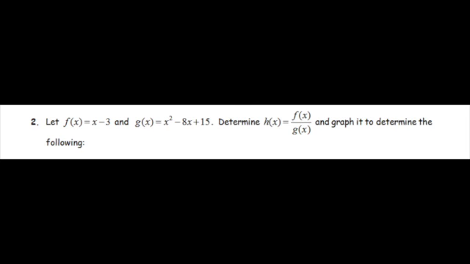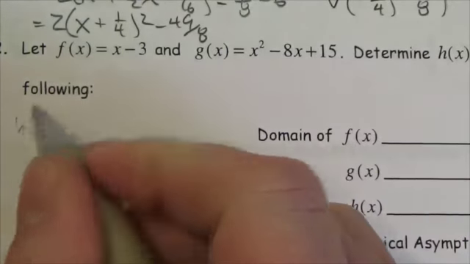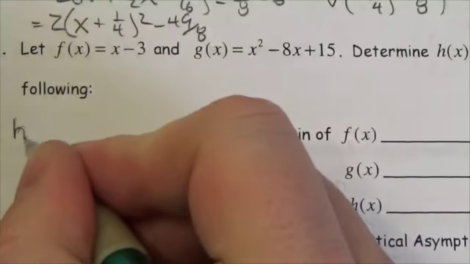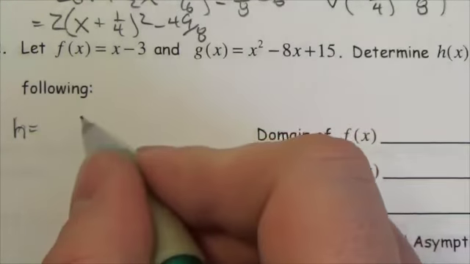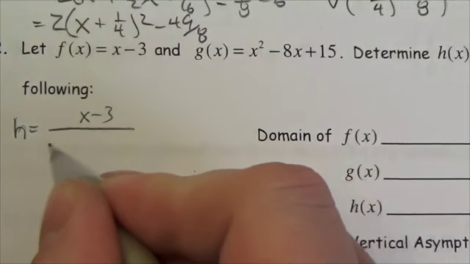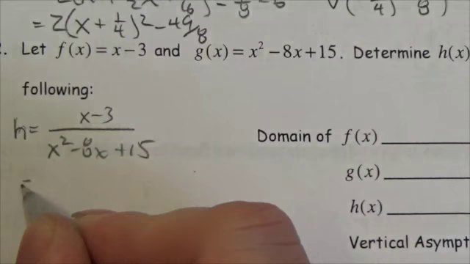And by the way, I made a mistake on this one. See if you can catch it before I do. All right, so now in this case right here, we're going to put this all together as a division. So we know that h of x is going to equal f of x over g of x, so this will be x minus 3 over x squared minus 8x plus 15.